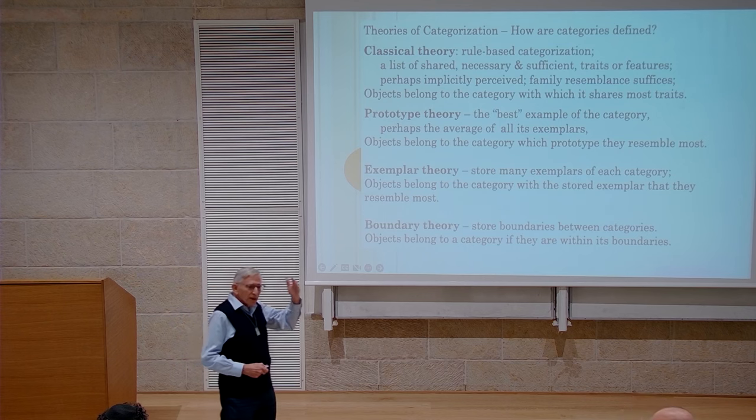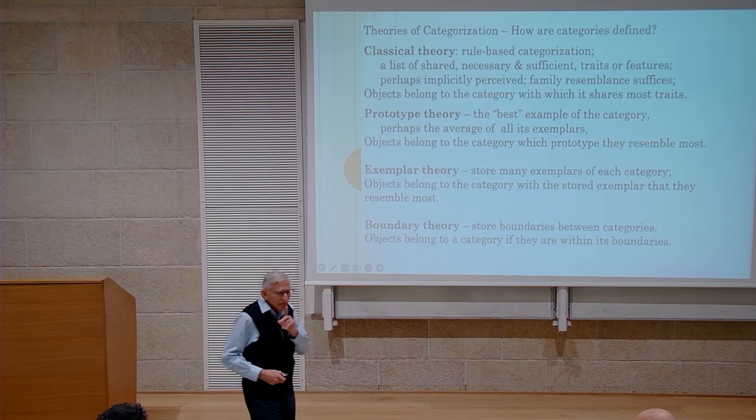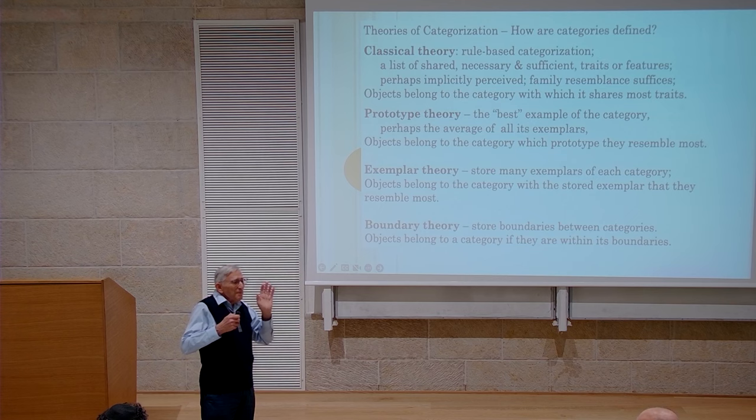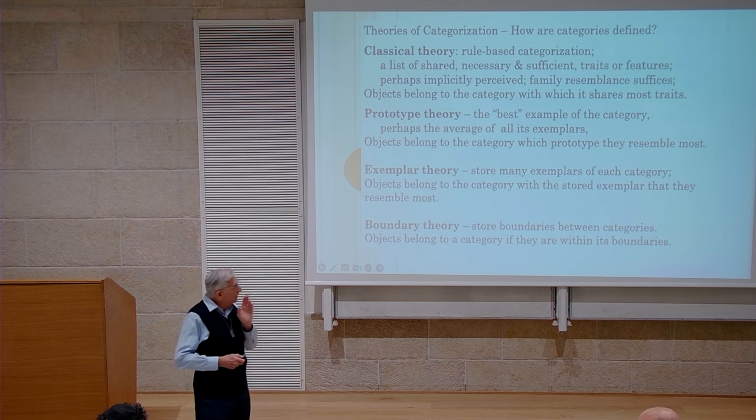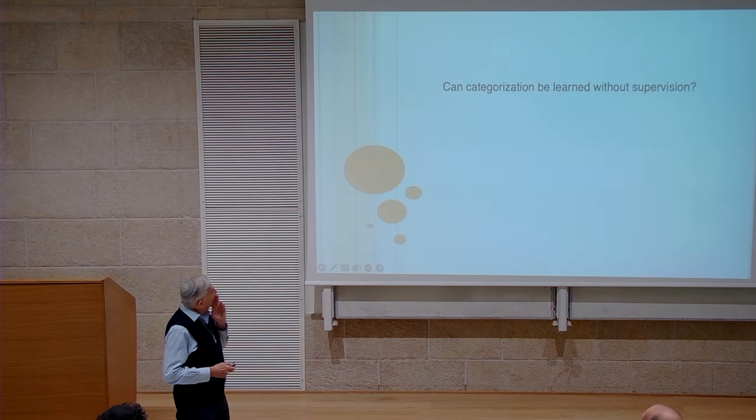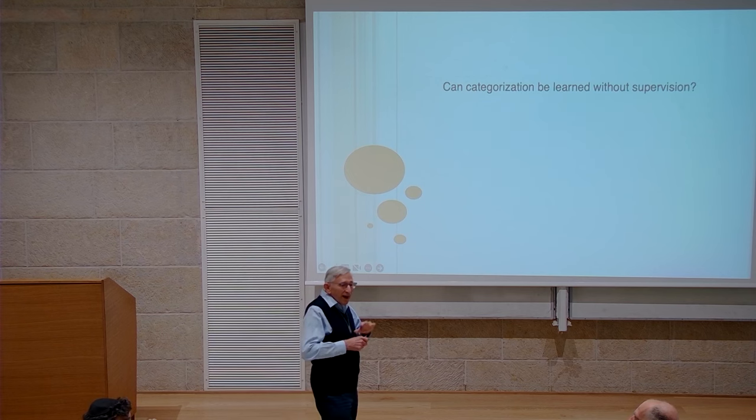And boundary theory says we're going to have boundaries between the categories. I'm not going to go into all of this, because you probably know it, but I bring it up because I want to use some of it for the things that we've done. And the first question is, can we categorize without any supervision?